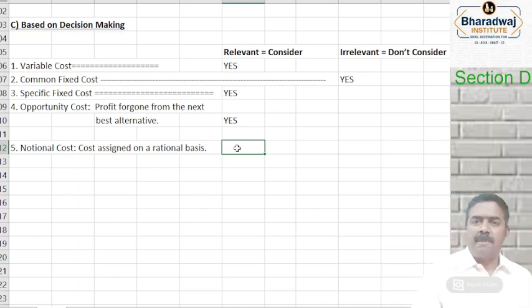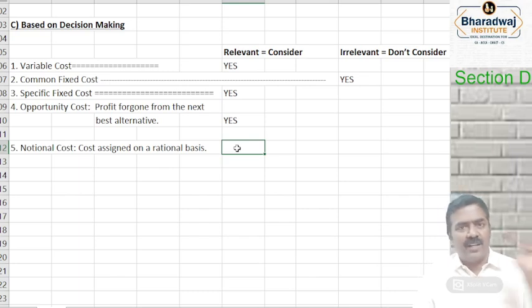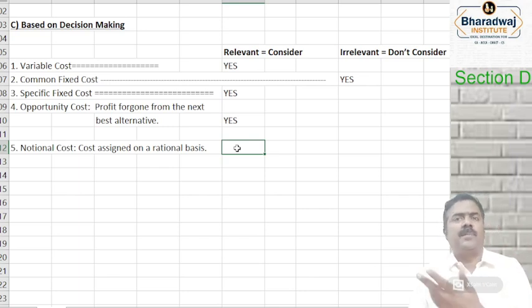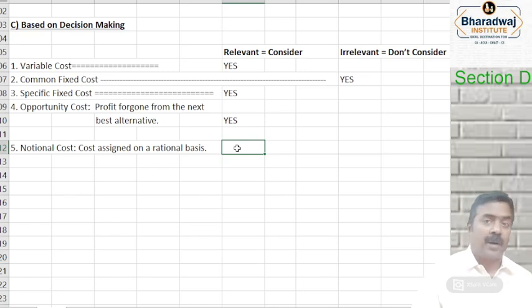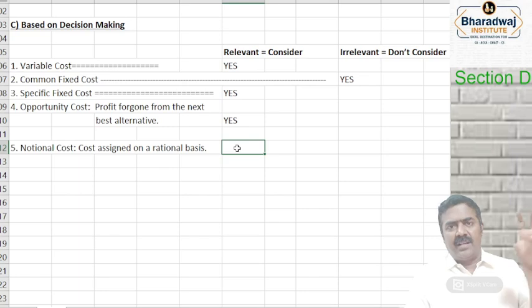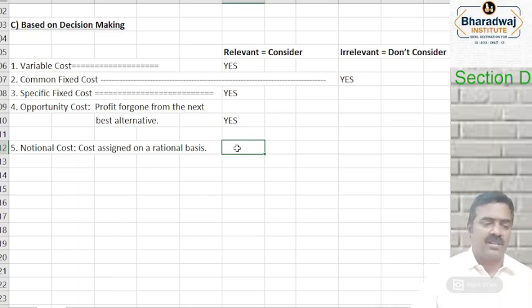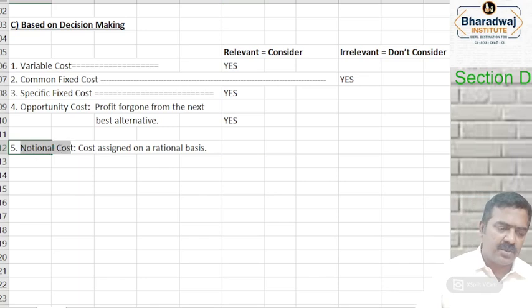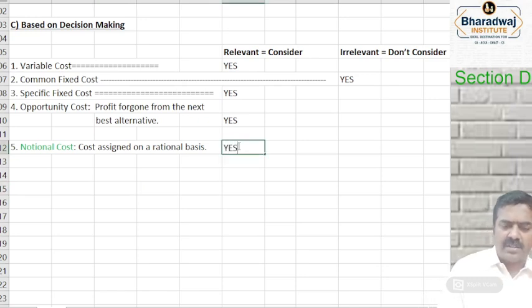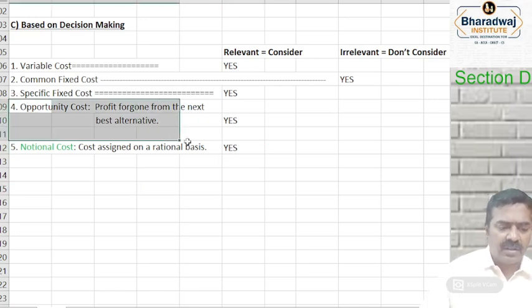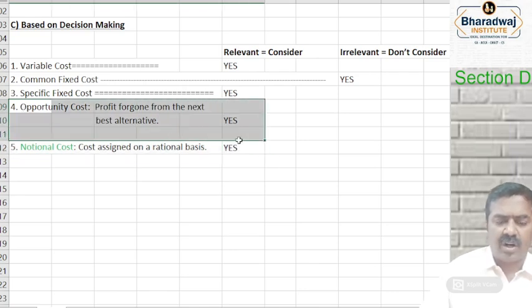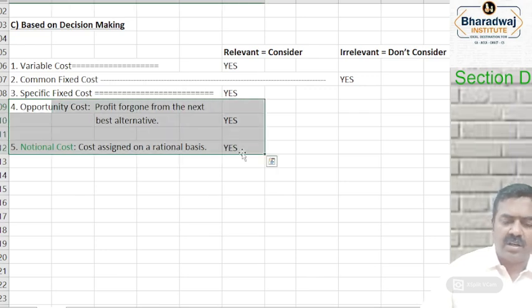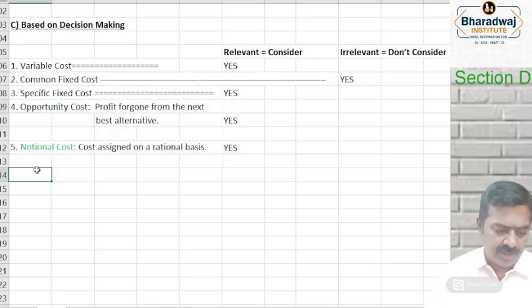Am I paying to somebody? No, I'm not paying to somebody. I put labor charge for myself, on a rational basis. If somebody else is employed, how much is the labor cost? For that, I put it. Apart from that, I will add profit also. But the material plus labor that I put is not an actual cost. That is called notional cost. Clear? Cost assigned on rational basis, yes, it will be considered. Please remember, these things are called non-cash cost. Opportunity cost and notional cost are called non-cash cost. There is something called sunk cost.